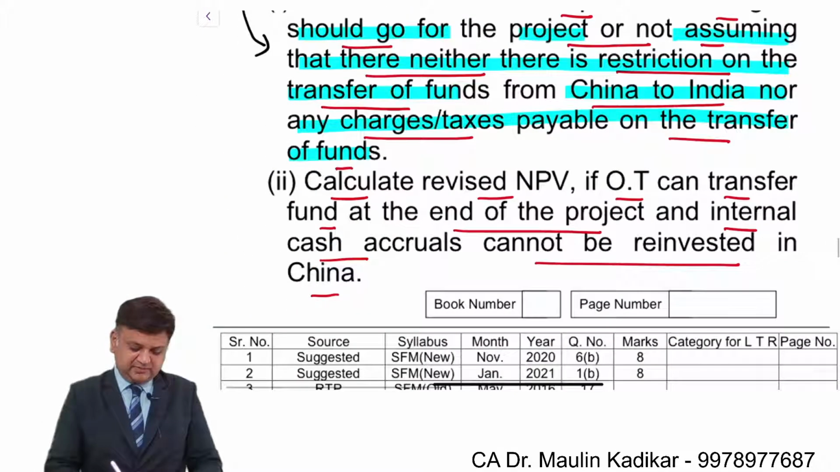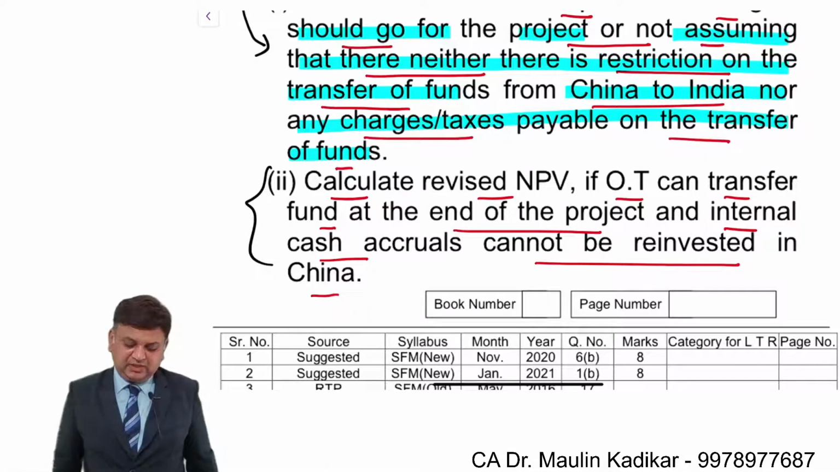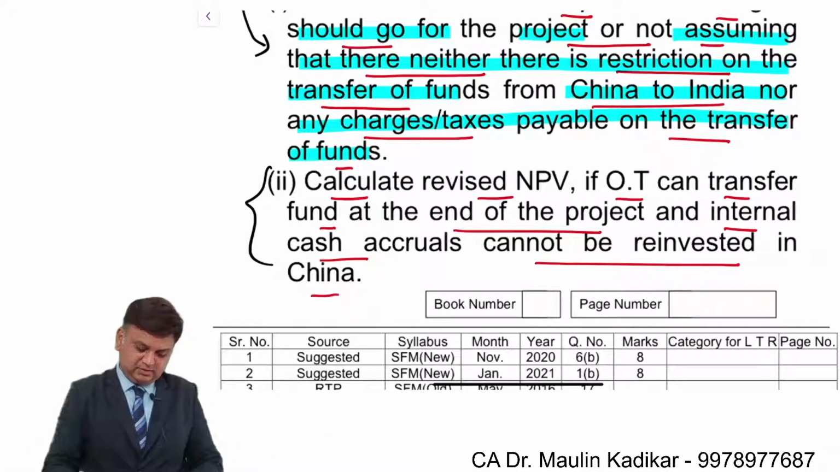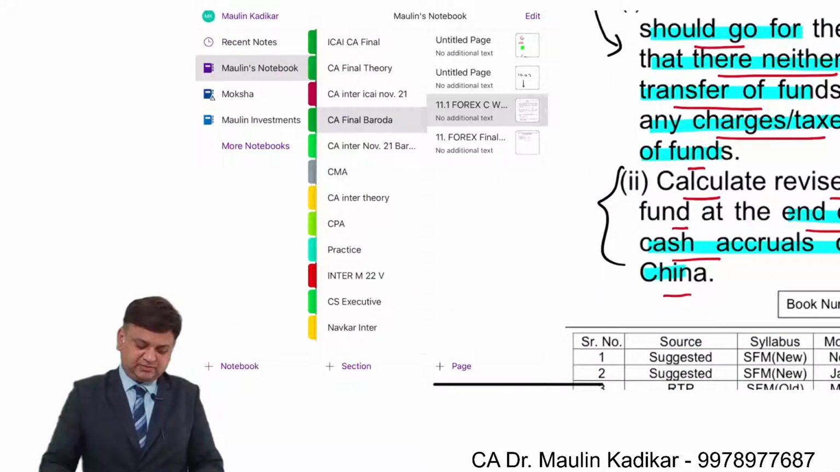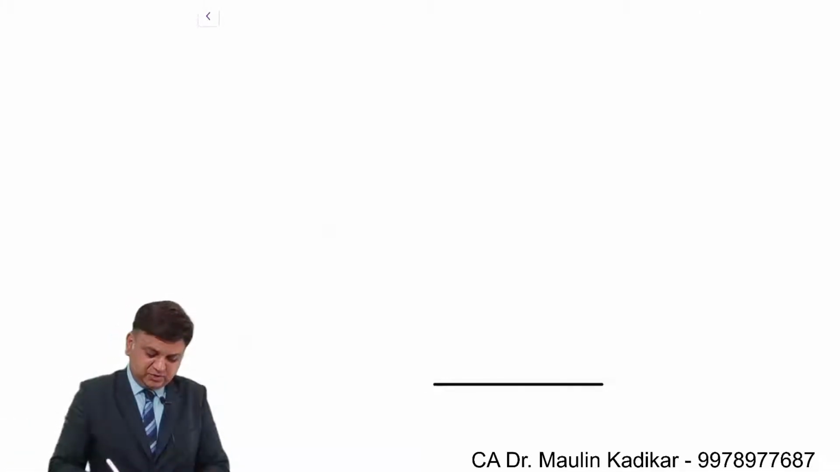Now second part of the question, calculate a revised NPV if the company, that is Opus Technology, can transfer the funds at the end of the project, that is at the end of the second year, and internal cash accruals cannot be reinvested in China. That is the question. Okay. So let us understand how to make calculation of the answer for the second question.